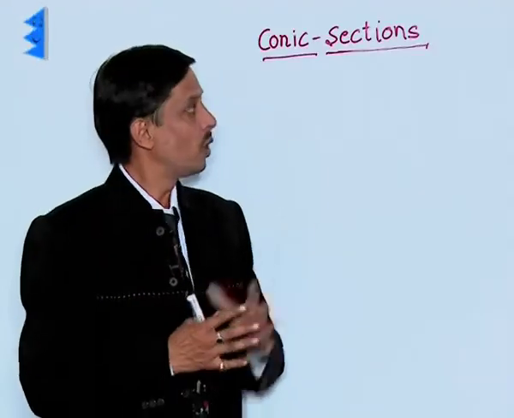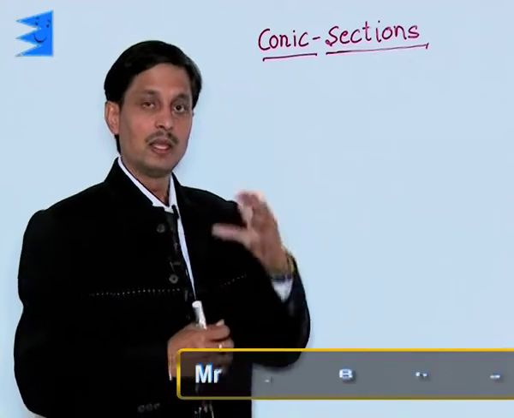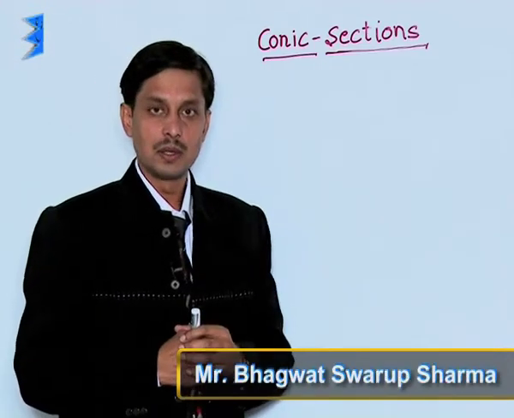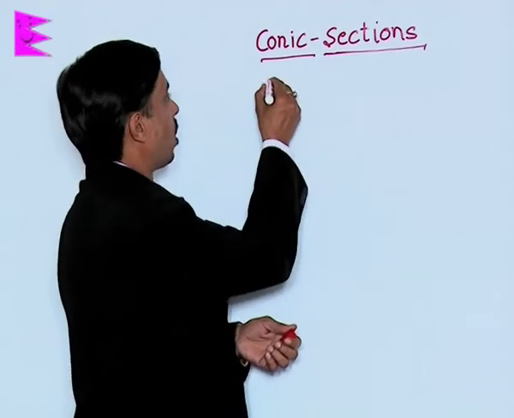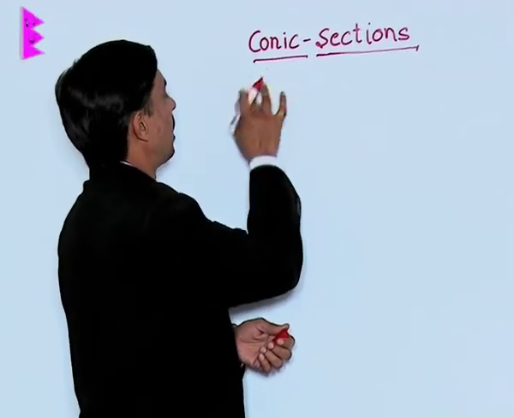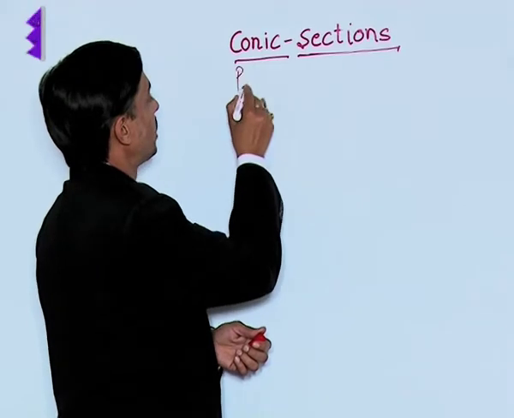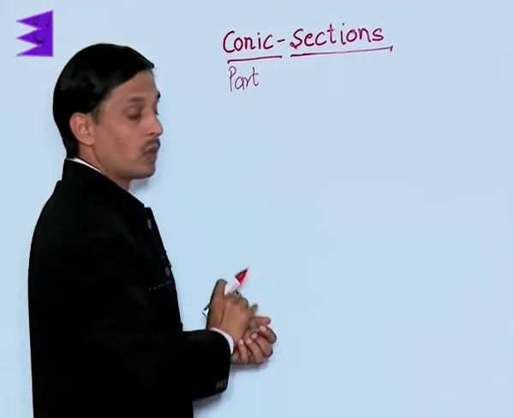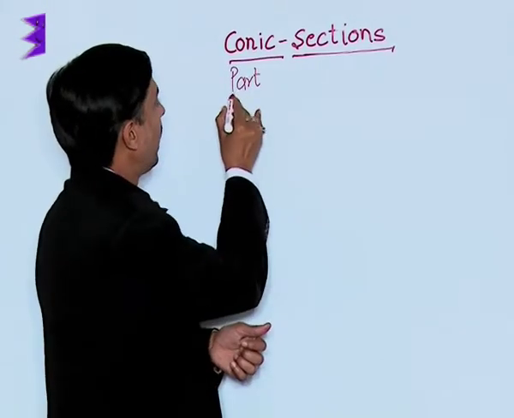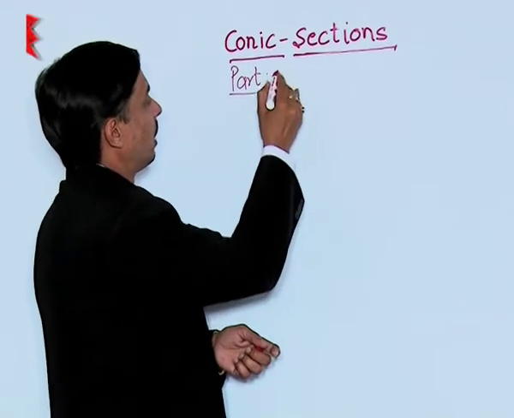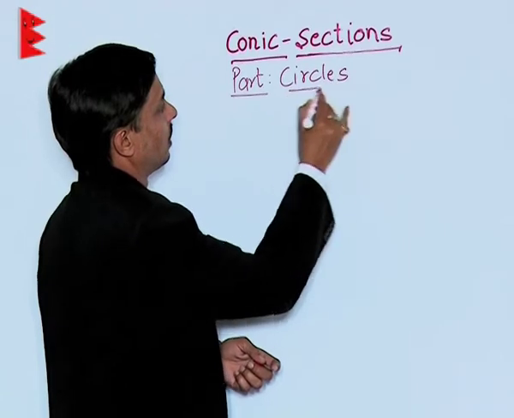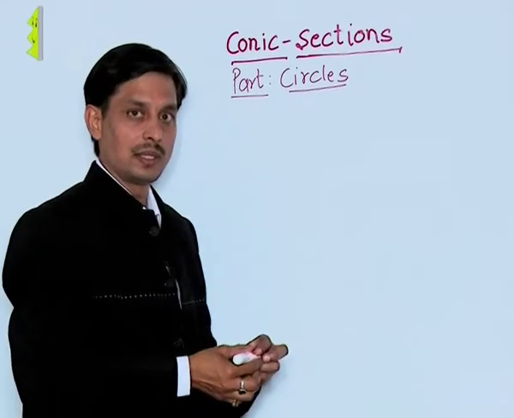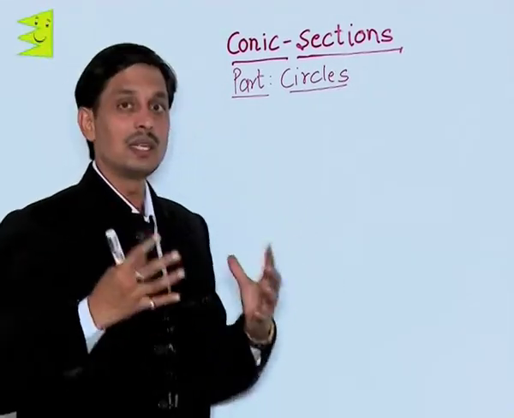The subtopic of this conic section, that is the circles, I would like to discuss with you. If I talk about the first part of the conic section, pair of straight lines, which is explained to you, the second thing I am talking about is the part circles. A question is raised: what is a circle?